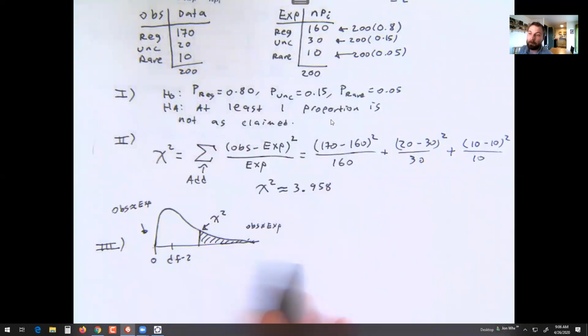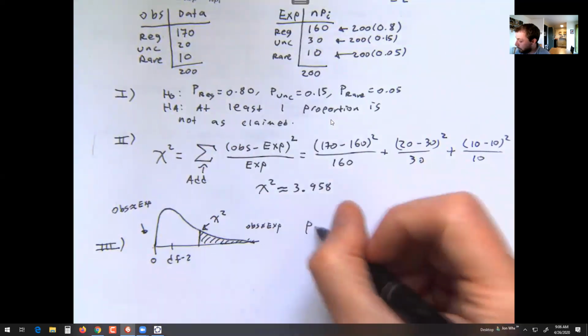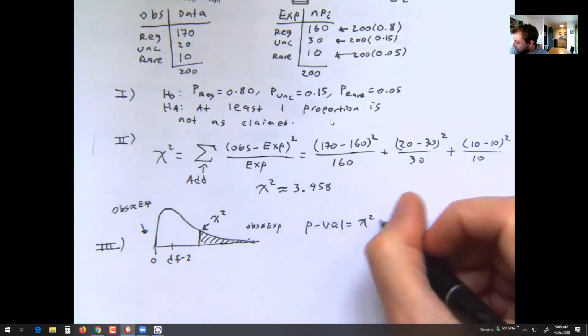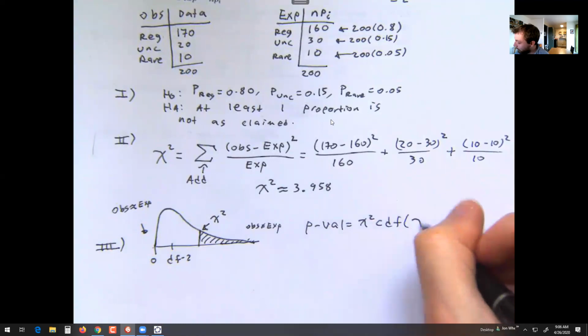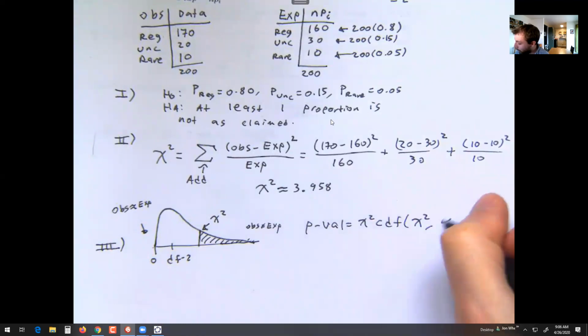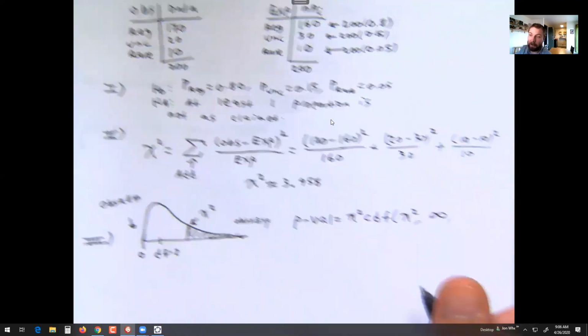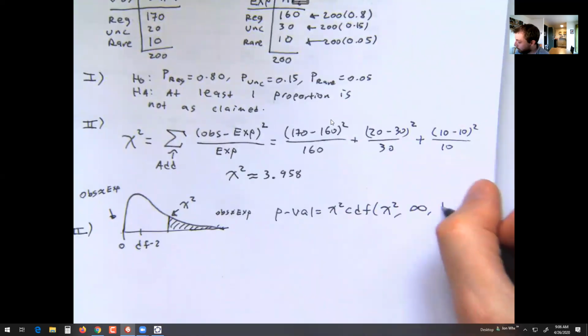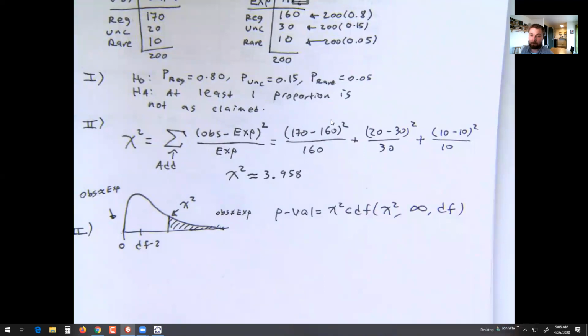And I'm kind of somewhere in the middle, so I don't know what my p-value is actually going to be. But I do know that the setup's going to look like this every single time. Chi-squared CDF, whatever my value is, or more extreme. So it's a right-tailed test, so it's going to be shaded to the right, to infinity. And then whatever my degree of freedom is.